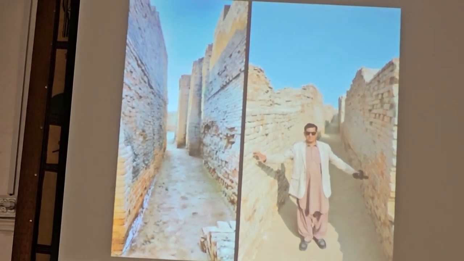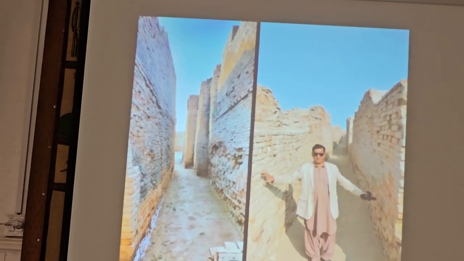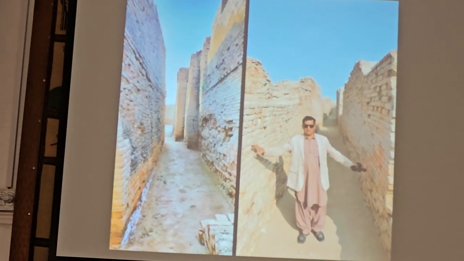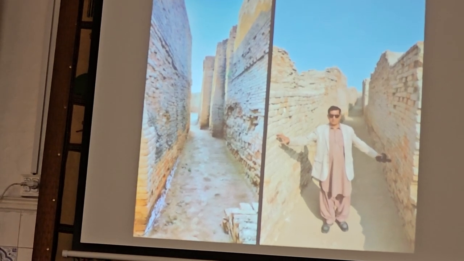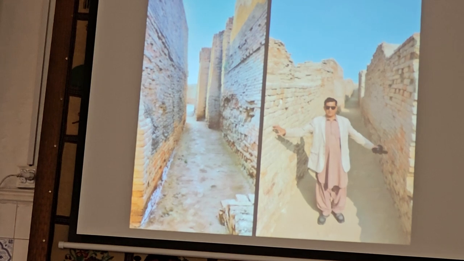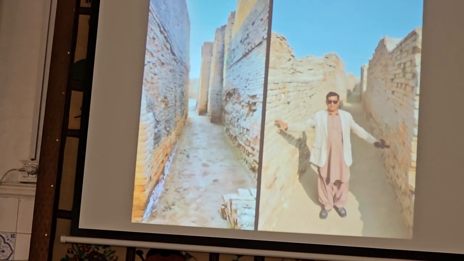These are the side lanes, right? The small streets, which are almost 5 to 10 feet wide. So most of these small streets are 5 feet wide. You can see I'm standing there as a scale, and you can guess how wide the street is.